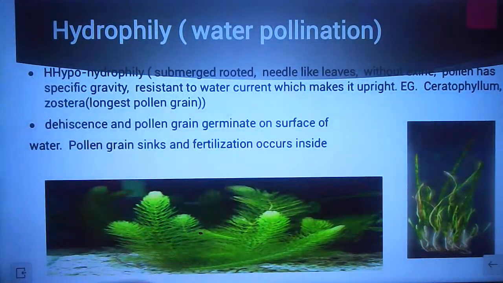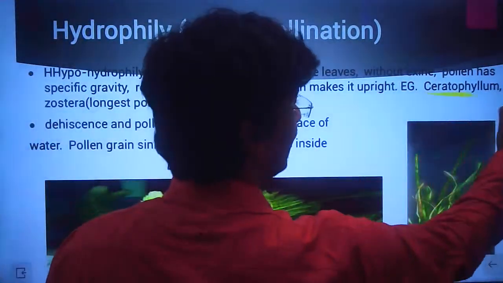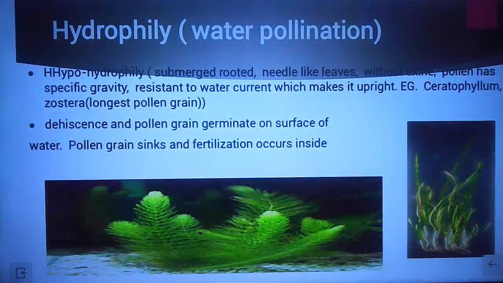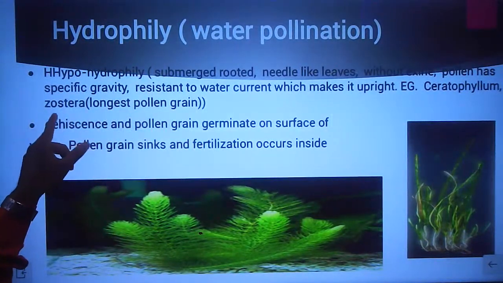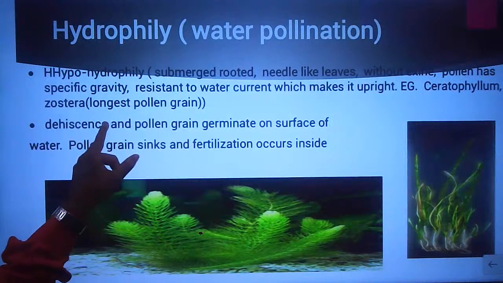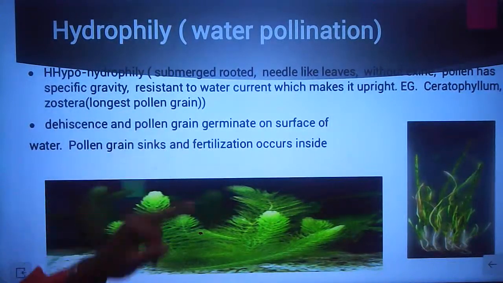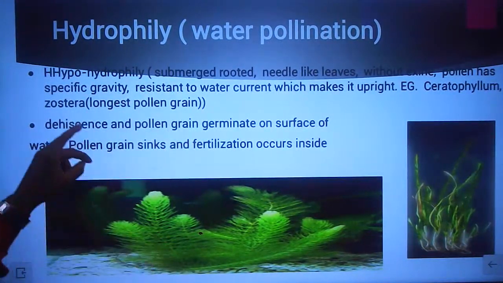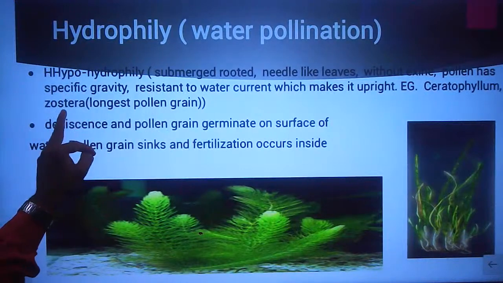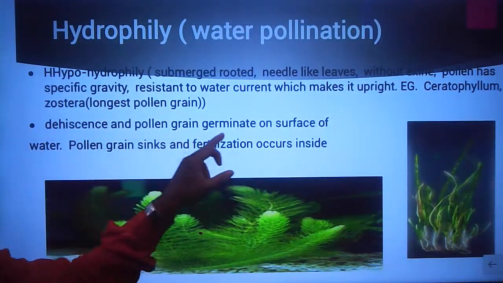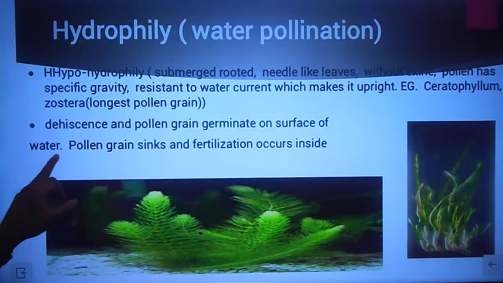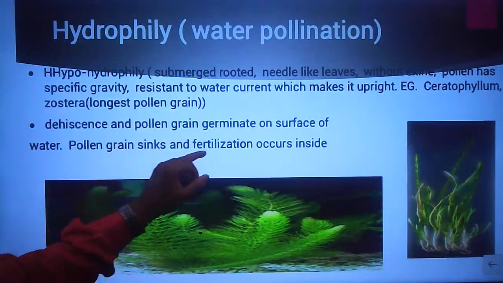As an example of hypohydrophily, take Ceratophyllum and Zostera. Zostera is the plant that produces the longest pollen grains. You can see the dehiscence of the pollen grains, which germinate on the surface of the water. The pollen grain sinks and fertilization occurs.